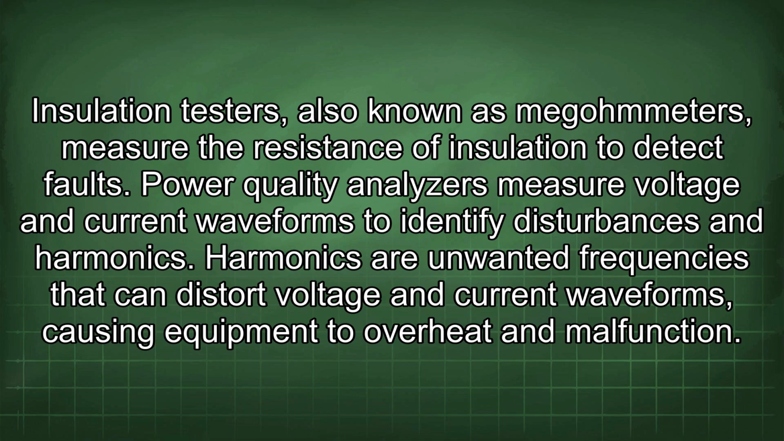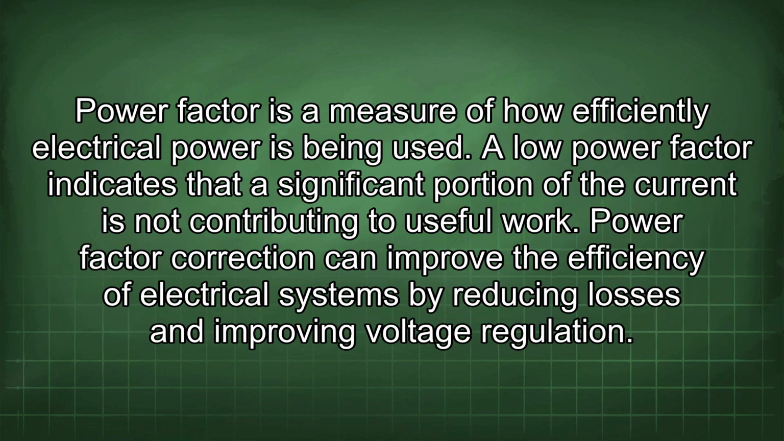Harmonics are unwanted frequencies that can distort voltage and current waveforms, causing equipment to overheat and malfunction. Power factor is a measure of how efficiently electrical power is being used. A low power factor indicates that a significant portion of the current is not contributing to useful work. Power factor correction can improve the efficiency of electrical systems by reducing losses and improving voltage regulation.